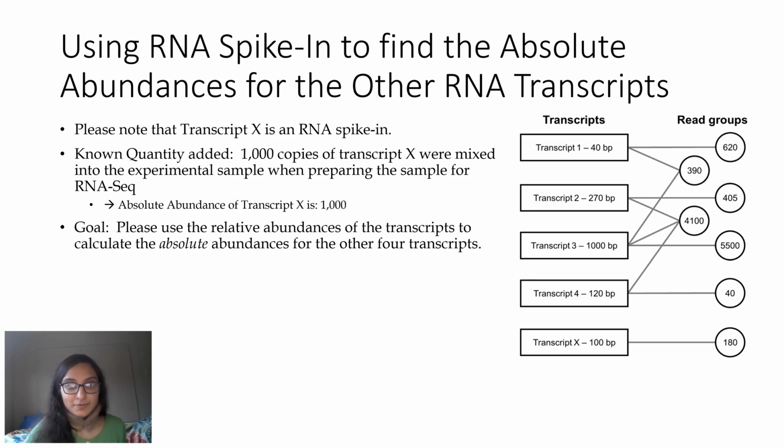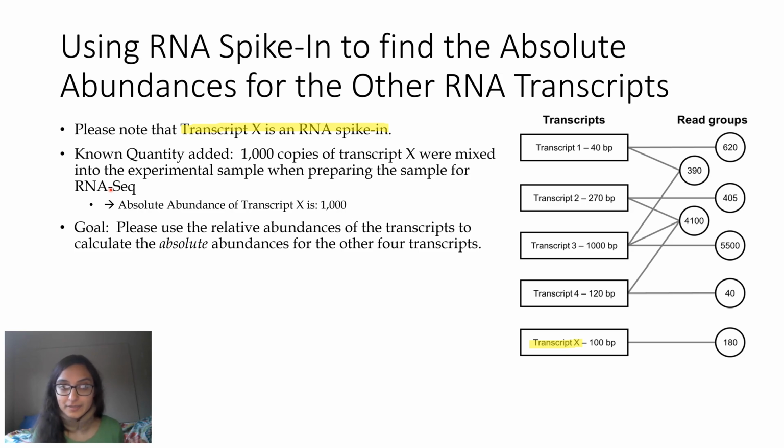So let's suppose that transcript X is an RNA spike-in. That's why you might have been wondering why the others are numbers. It's a known quantity that we added in. We added 1,000 copies of transcript X to the experimental sample when we were preparing it for RNA sequencing. We got that from Thermo Fisher or someplace; we just got that solution and added in 1,000 copies of transcript X. So the absolute abundance of transcript X is 1,000.